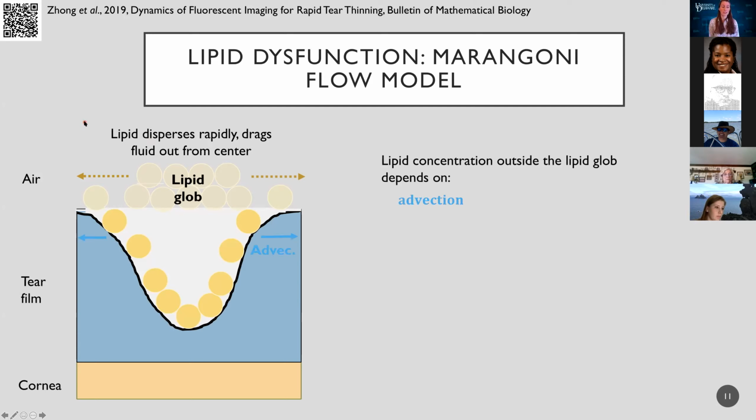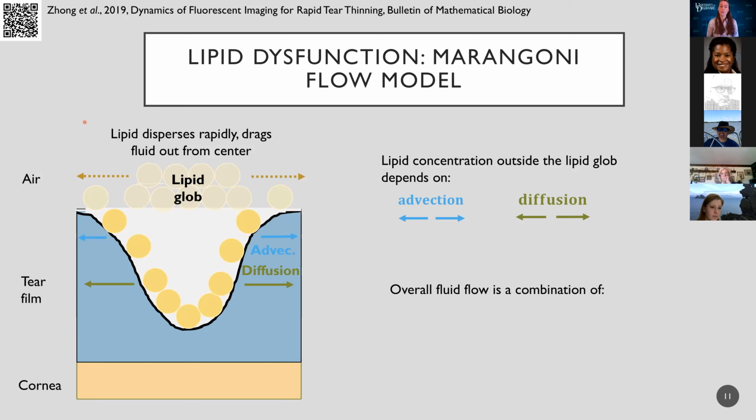So advection, because the Marangoni flow is moving outward, it's advecting the lipid also outward, so spreading out, and diffusing outward, again, going from high concentration to low concentration. So that's moving outward as well. The overall fluid flow we introduced before was pressure flow, but now we have this lipid-induced flow. So we'll talk about the overall fluid flow, which is a combination of those two.